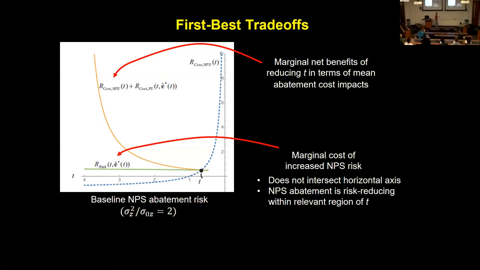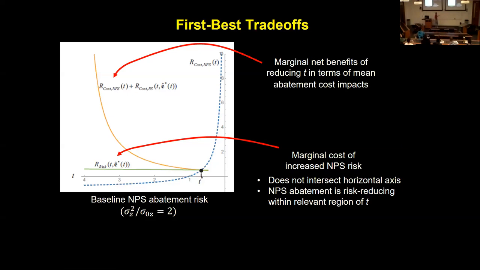This term here does not intersect the horizontal axis. Now, as I said, we do have a threshold here for if there's enough abatement, non-point abatement could become risk increasing. But we don't actually have that. So we actually never get, at least for these values of t, to the point where a non-point abatement would be risk increasing. It's only going to be risk reducing here within the relevant region of t. Even though we allowed for it to be risk increasing, we don't actually see such a case in this scenario.